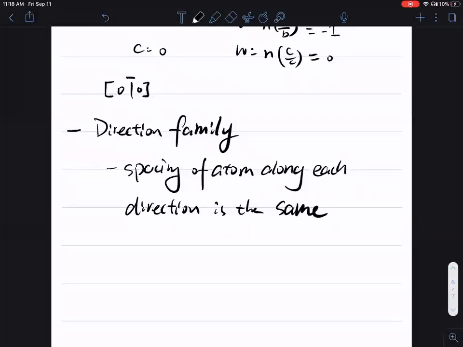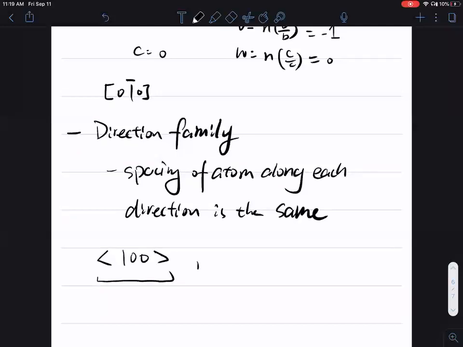So direction family means all the directions where the spacing of atoms along them, no matter which direction, is the same. They're all equivalent. And if we have a family of directions, we use the notation that is the angled bracket. So for example, family of directions <1 0 0>. So this is a family of directions.